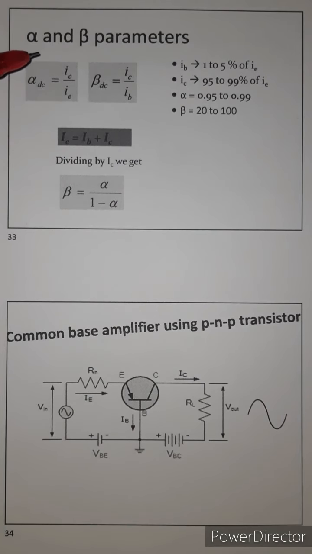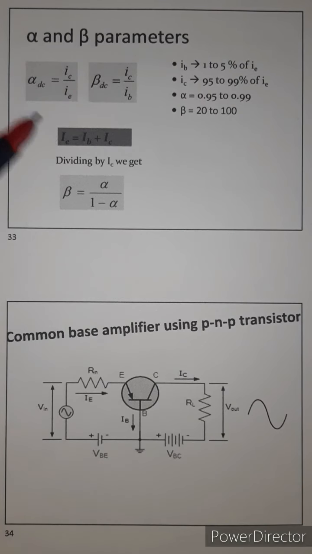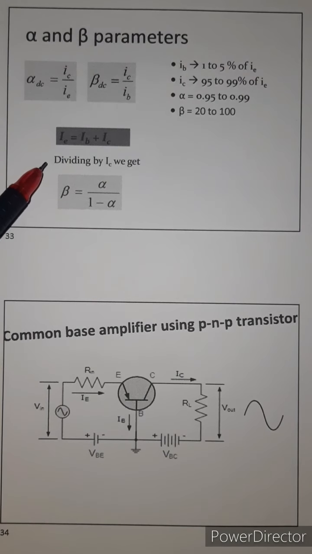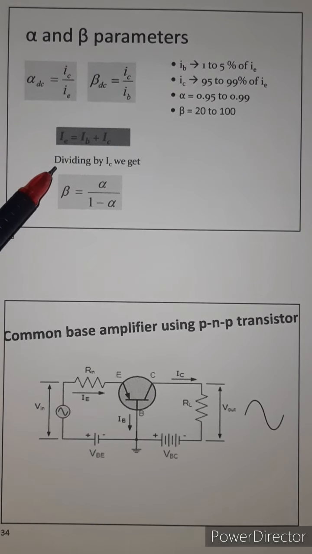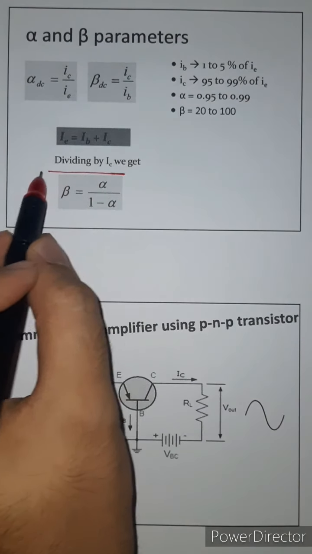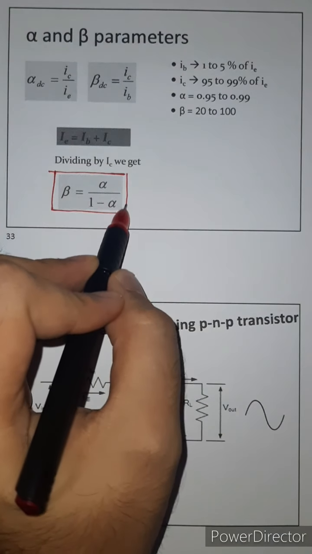Let us now define 2 important parameters for transistor, alpha and beta. The alpha parameter is defined as the ratio of collector current to the emitter current, while the beta parameter is defined as the ratio of collector current to the base current. Now with the help of these parameters and the relation IE equals IB plus IC, you can easily obtain the relationship between alpha and beta. The relationship is beta equals alpha upon 1 minus alpha.